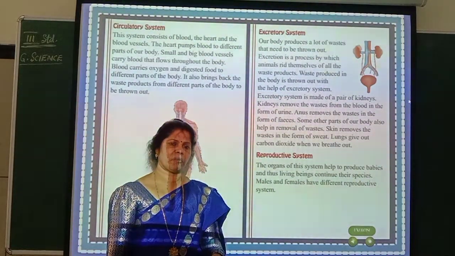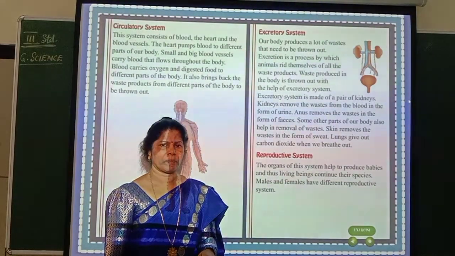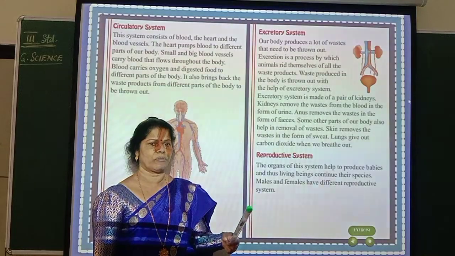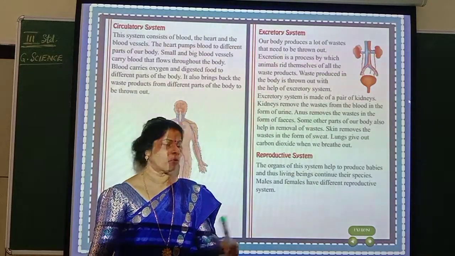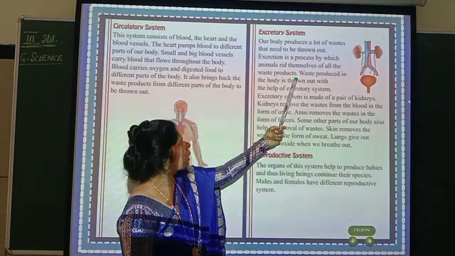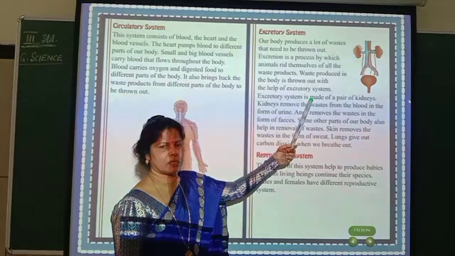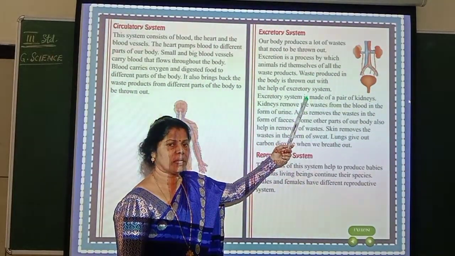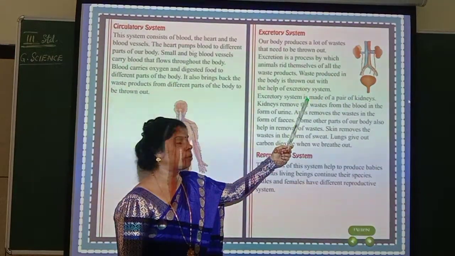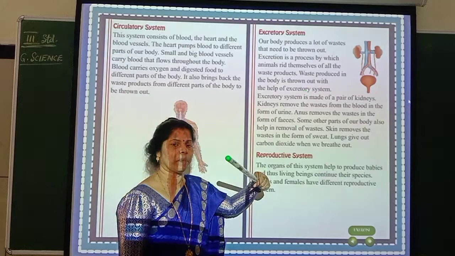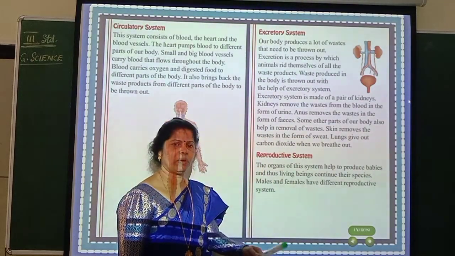If it accumulates in our body, what happens? It becomes poisonous. That leads to so many different diseases. So it has to be thrown out of our body. It should be given out. How to do that? See, waste produced in the body is thrown out with the help of the excretory system. So the excretory system helps in throwing off the waste materials which are accumulated in our body. When you eat food, there are waste materials.